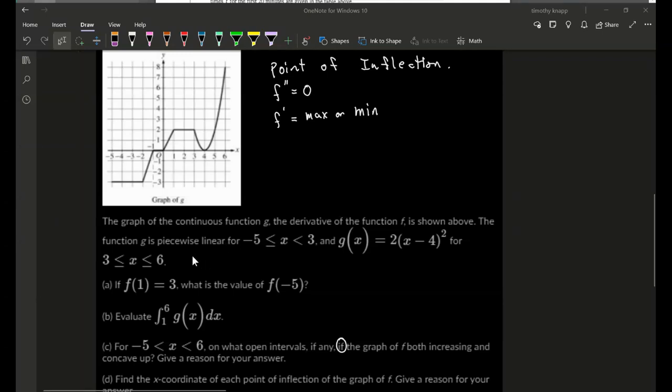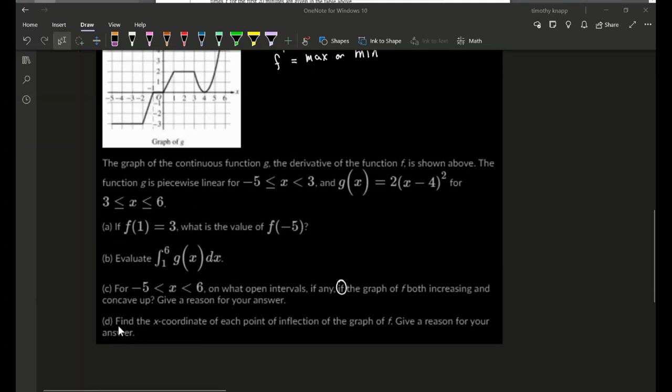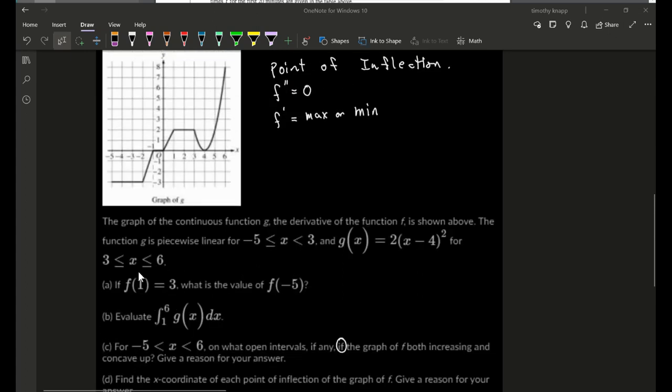All right, so we're going to address part D now. Here it says find the x-coordinate of each point of inflection on the graph of f. Give your reason for your answers, okay? So we want a point of inflection on the original function. Well, a point of inflection on the original function means the second derivative of that original function is 0 at a point of inflection, okay?